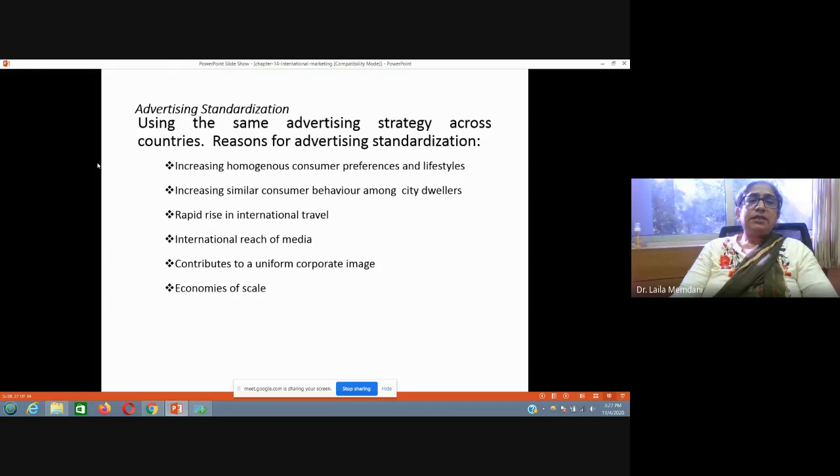Now, when do companies go for standardized advertising? When the consumer preferences and lifestyles are converging, that is, people everywhere are demanding the same or similar products, increasingly similar consumer behavior among city dwellers, rapid rise in international travel. This is responsible for convergence in tastes and preferences, international reach of media, and to build a uniform corporate image. And when the company goes for advertising standardization, it gets the benefits of economies of scale.